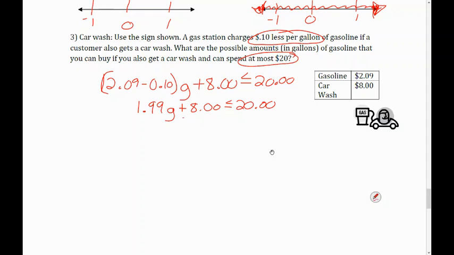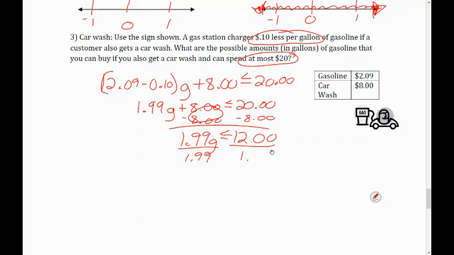We subtract the 8 from each side. So $1.99 is less than or equal to 12. We divide each side by 1.99. And we end up with G is less than or equal to some big long decimal like 6.03015, and it continues. All right.